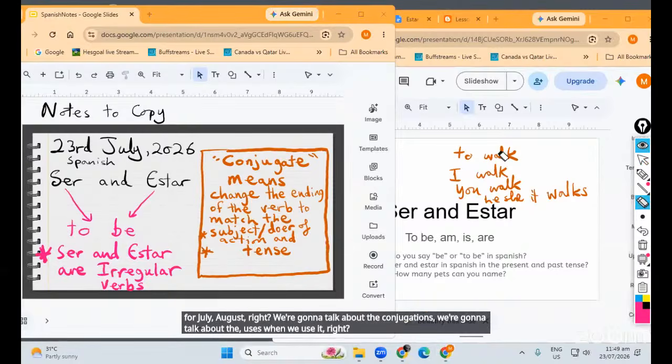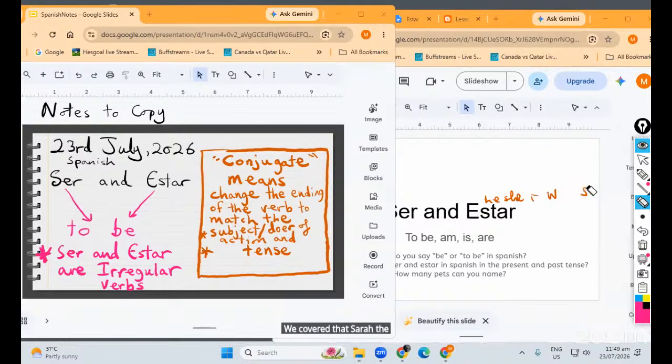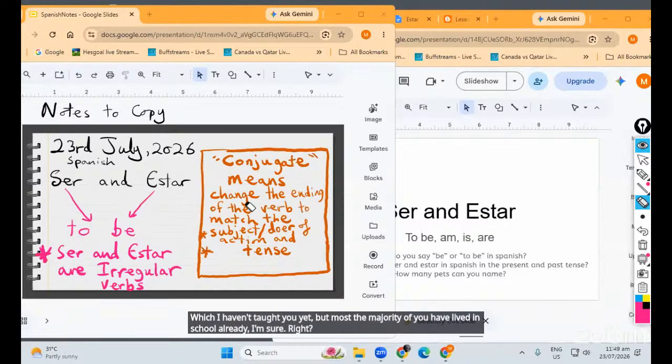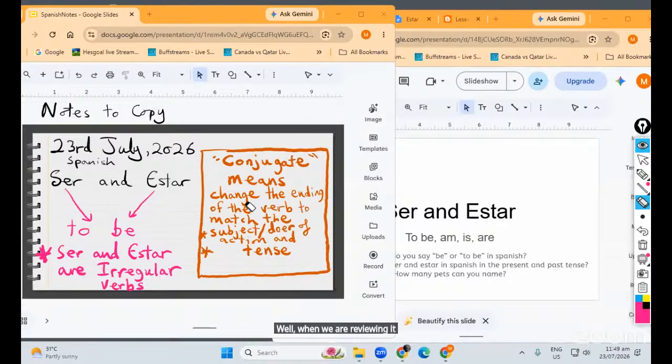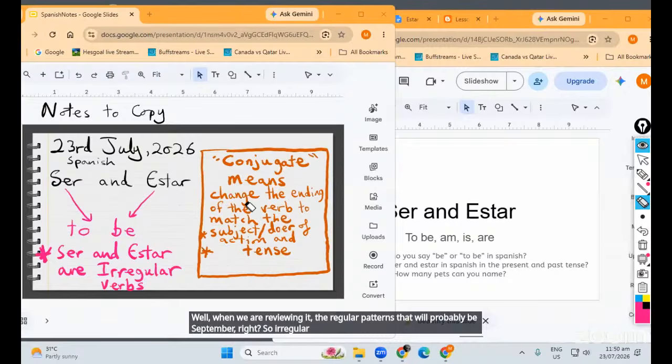We covered that Ser and Estar mean to be. Both of them translate to be. So if you saw the verb phrase to be in a sentence, irregular means it doesn't follow the normal pattern, which I haven't taught you yet, but the majority of you have learned in school already, I'm sure. When we are learning it, or when we are reviewing the regular patterns, that will probably be September. So irregular just means doesn't follow the normal pattern.